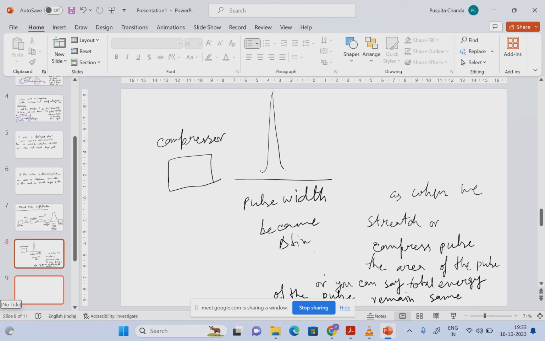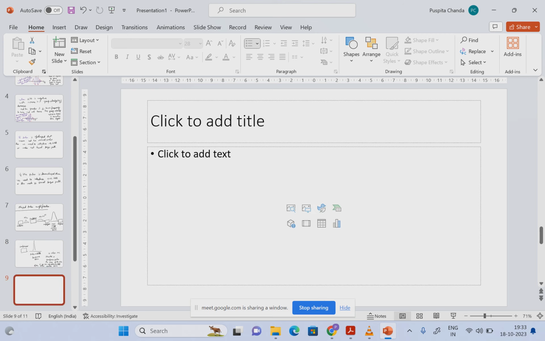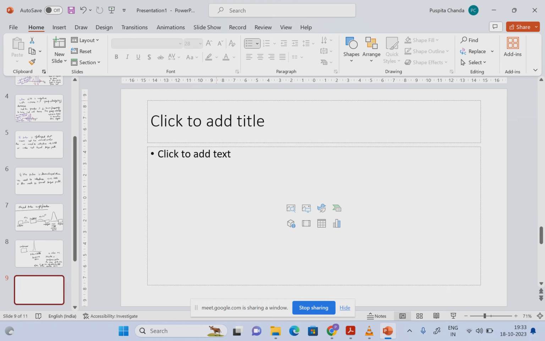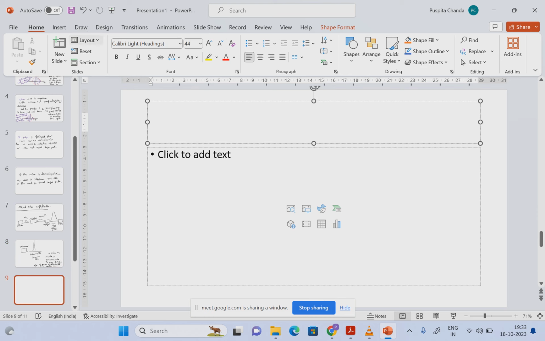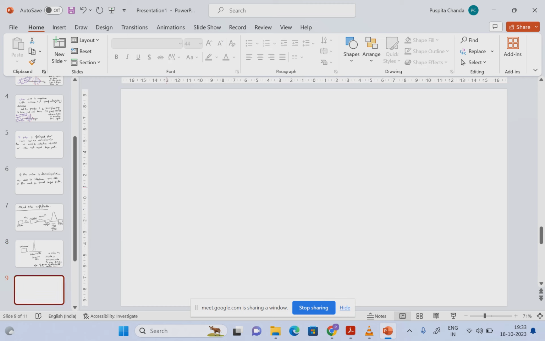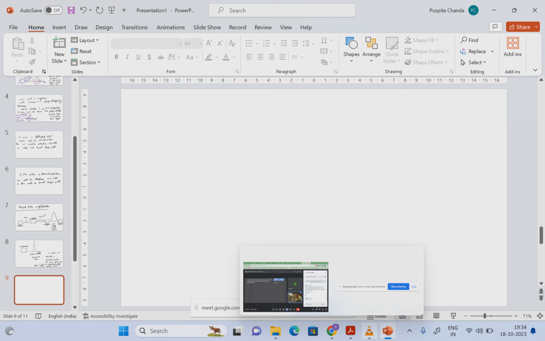And also I have discussed one sum of how to calculate the peak power. Just please go through that. If you want, I can discuss that again today. A very basic question: what will be the peak power if the pulse repetition rate is given and total energy is given? So please go through that also.